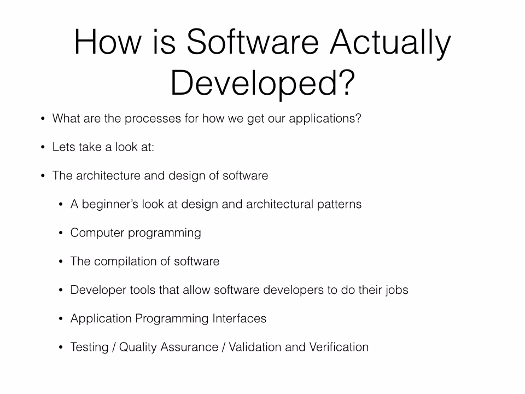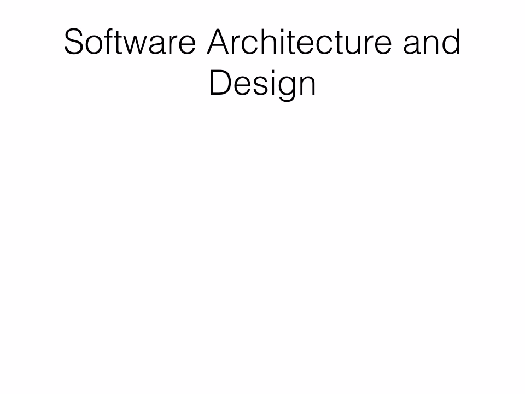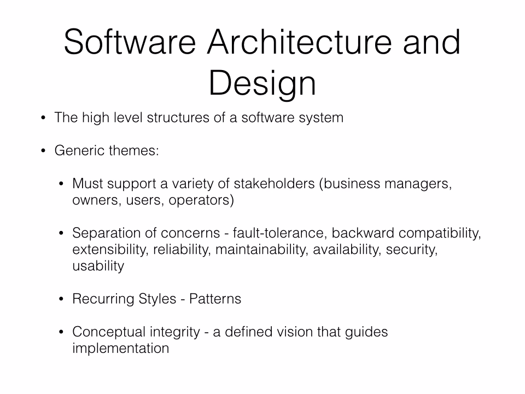So some other things we'll talk about is testing, quality assurance, and validation and verification. The different ways that you make software perform to be relatively bug-free and to satisfy user requirements or what the user wants. So let's go to the next slide and talk about software architecture and design. And what this basically is are high-level structures of a software system. So some generic themes here.